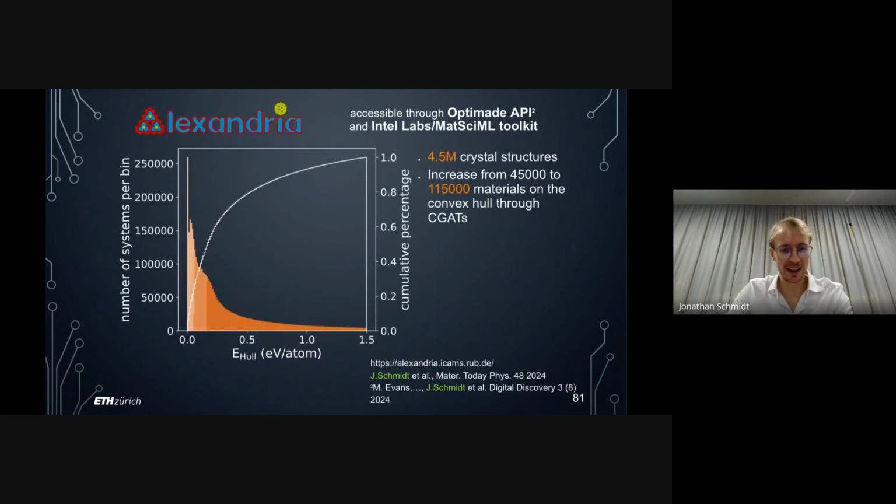Okay, so all of this was then collected in the Alexandria database that's now hosted by Miguel Marques in Bochum. It's accessible through the OPTIMADE API and the Intel Labs Materials Science Machine Learning Toolkit as well, and directly through the website. And we have around 4.5 million crystal structures. In total, over the last years, we increased the convex hull from around 45,000 to 115,000 materials using crystal graph attention networks. Of course, there's also the GNoME project by Google, who have around, I would say, 3 times as many stable crystal structures, which are, of course, not available under an open license.